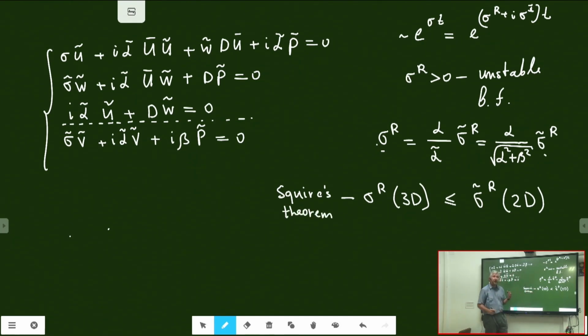So Squire's theorem tells us that physically, if the flow is to be destabilized, this destabilization will happen along the flow itself, not across. Two-dimensional disturbances will always be the most dangerous, the ones which will spoil the original base flow motion. That's what happens.